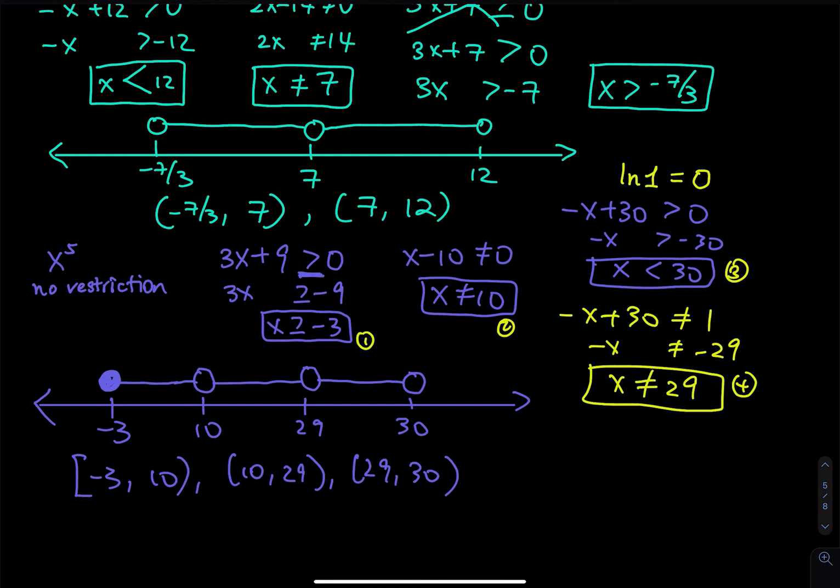So that's it. Again, why do we use a square bracket? Because x can be equal to negative 3. When x equals negative 3, everything works fine. So that's why we use a solid circle. The solid circle in interval notation is a square bracket.